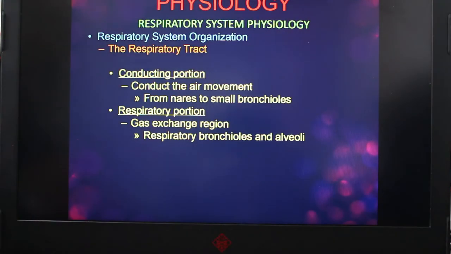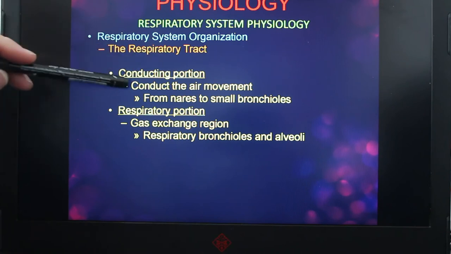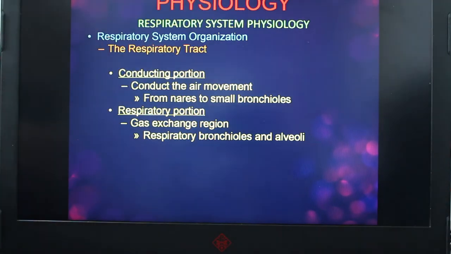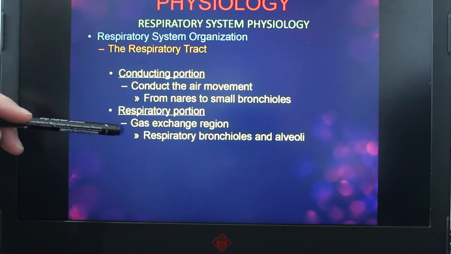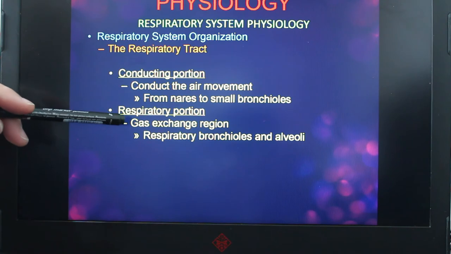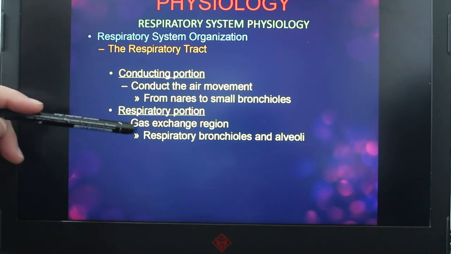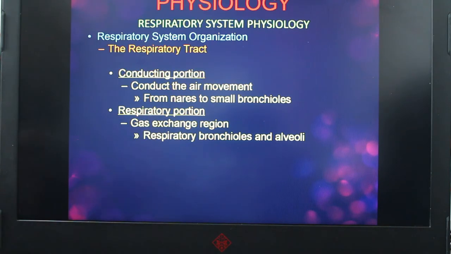The respiratory tract itself has two portions. The first part is the conduction portion, which conducts the air movement from there to the small bronchioles. And it has the respiratory portion, which is responsible for gas exchange. So the respiratory portion has a gas exchange region with respiratory bronchioles and alveoli.